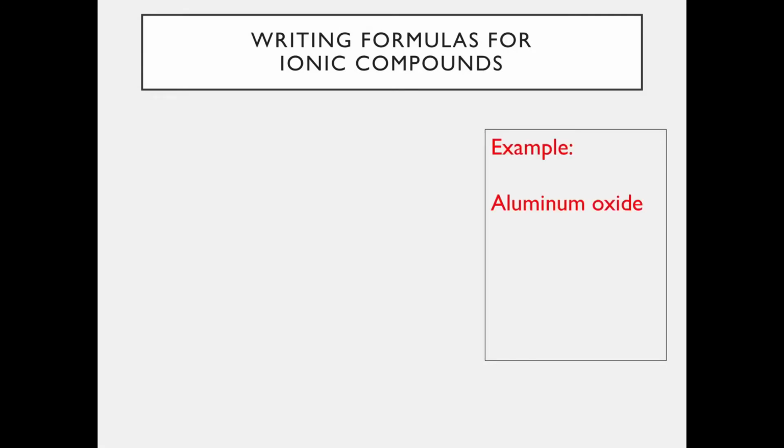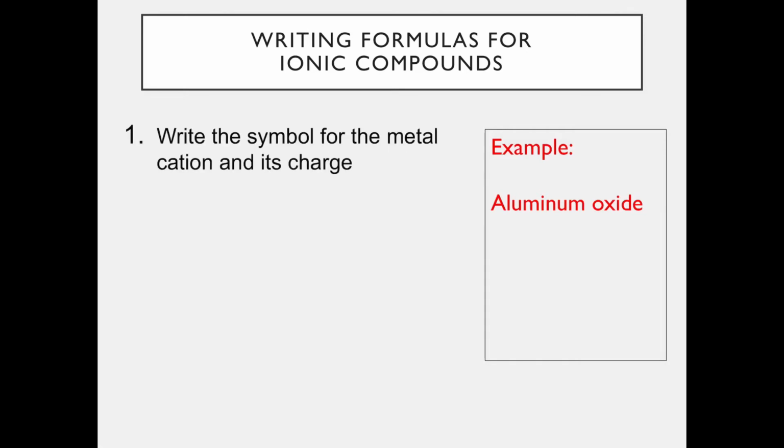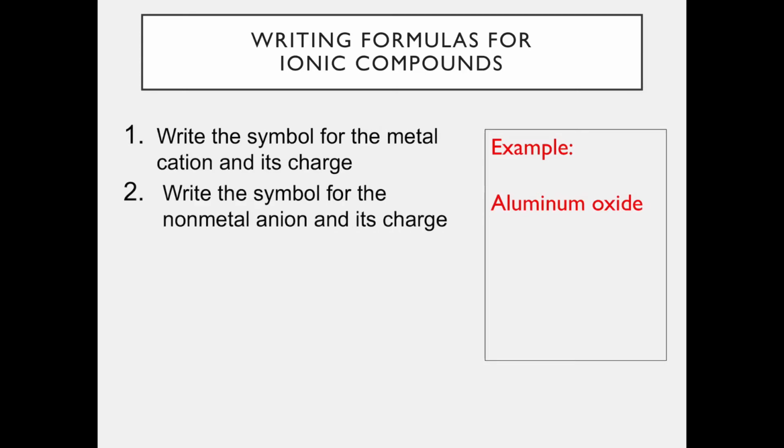Okay, so how to write the formula for ionic compounds. So if we were going to go through and write the formula for aluminum oxide, first thing you're going to do is write the symbol for the metal cation and its charge. So we know aluminum is one of them that does not have a variable charge. Aluminum is always going to have the same charge, and it is always going to be a 3 plus. Okay, so aluminum, always going to be a 3 plus.